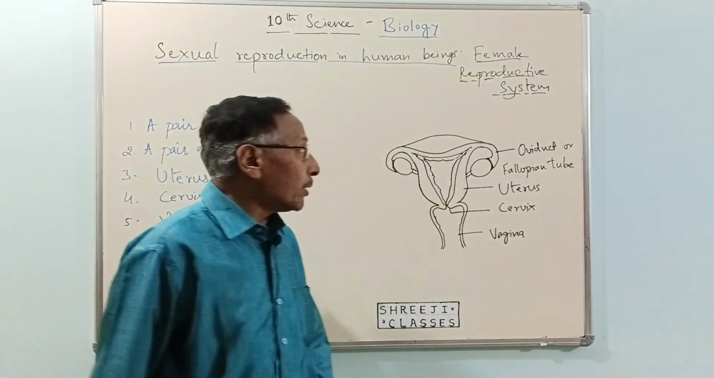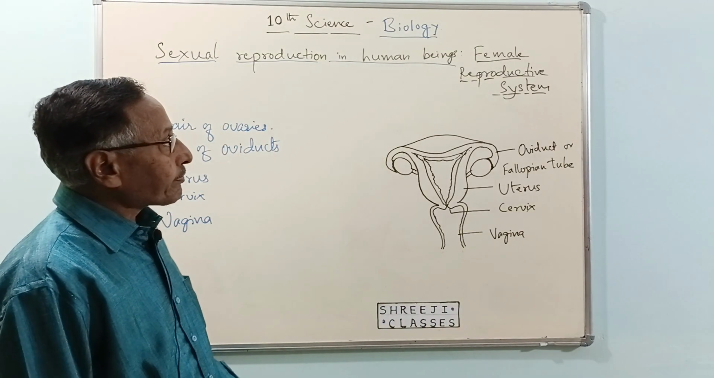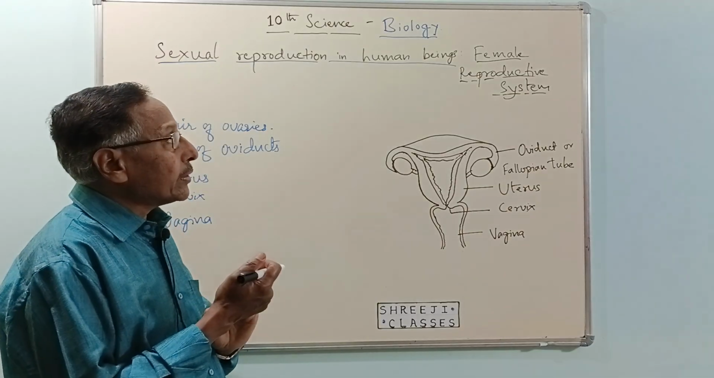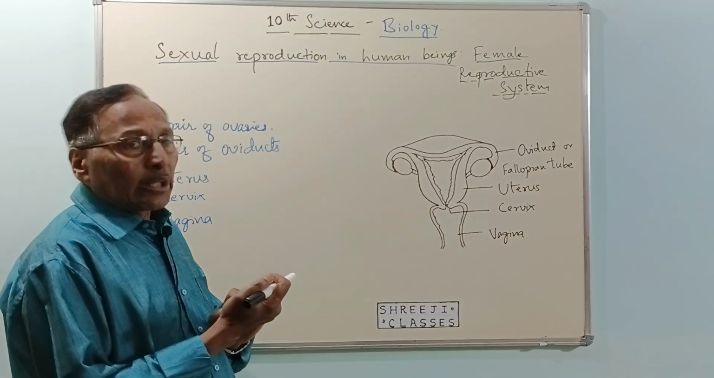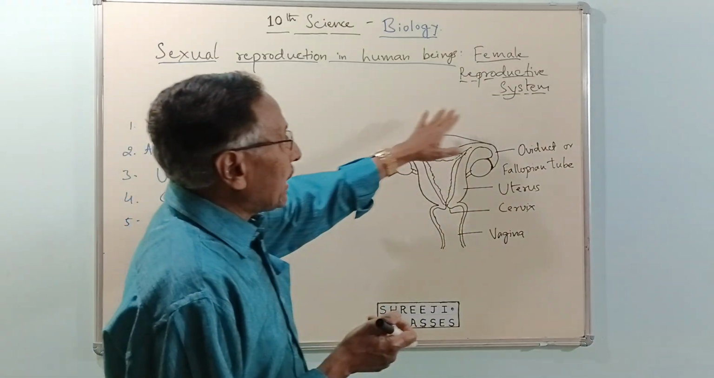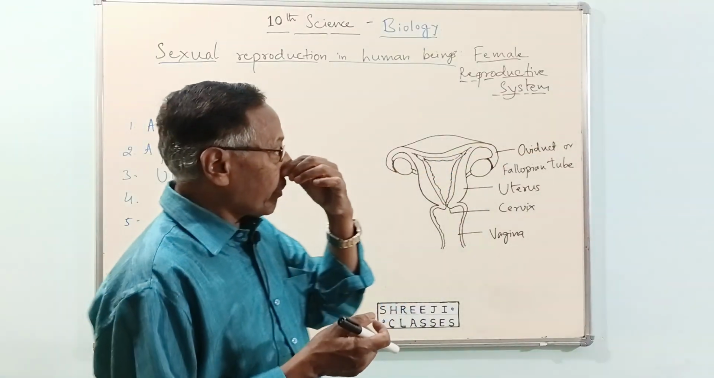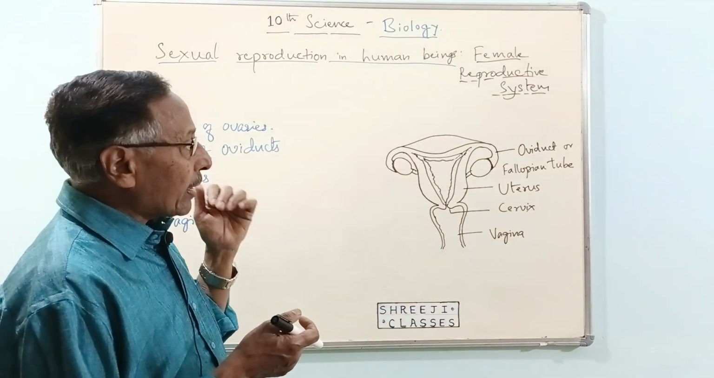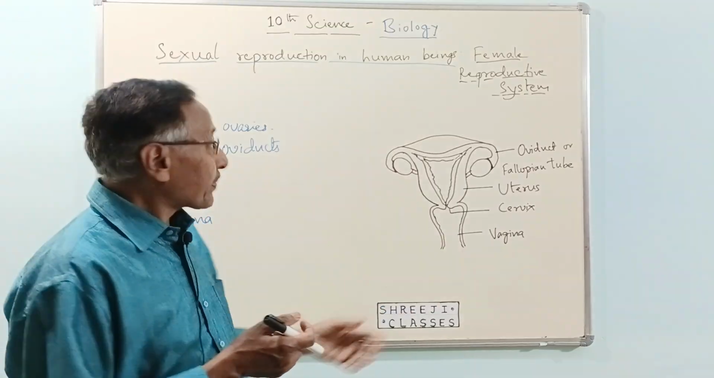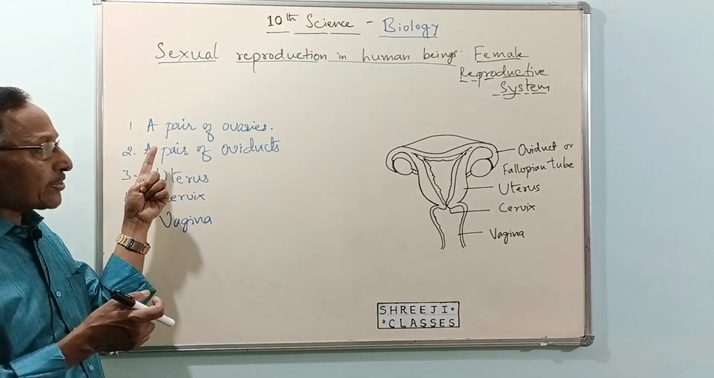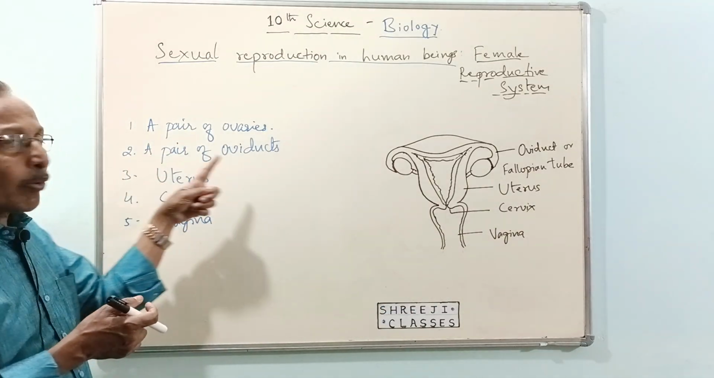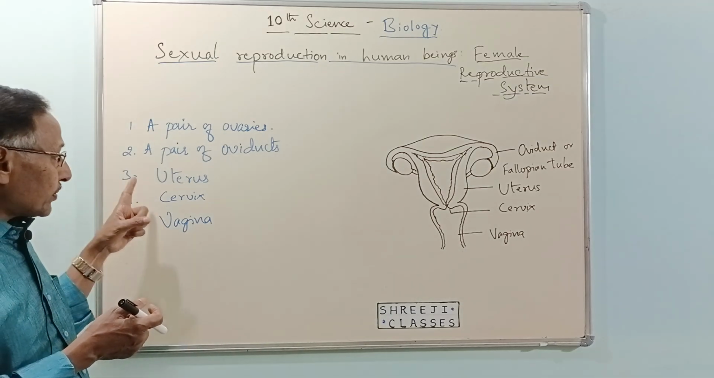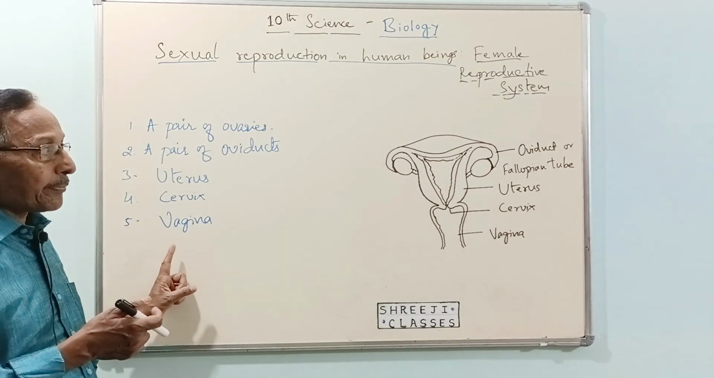In my last video I had told you about the male reproductive system in human beings. Today I am going to tell you about the female reproductive system. The female reproductive system in human beings consists of these parts: a pair of ovaries, a pair of oviducts, a uterus, cervix and vagina.